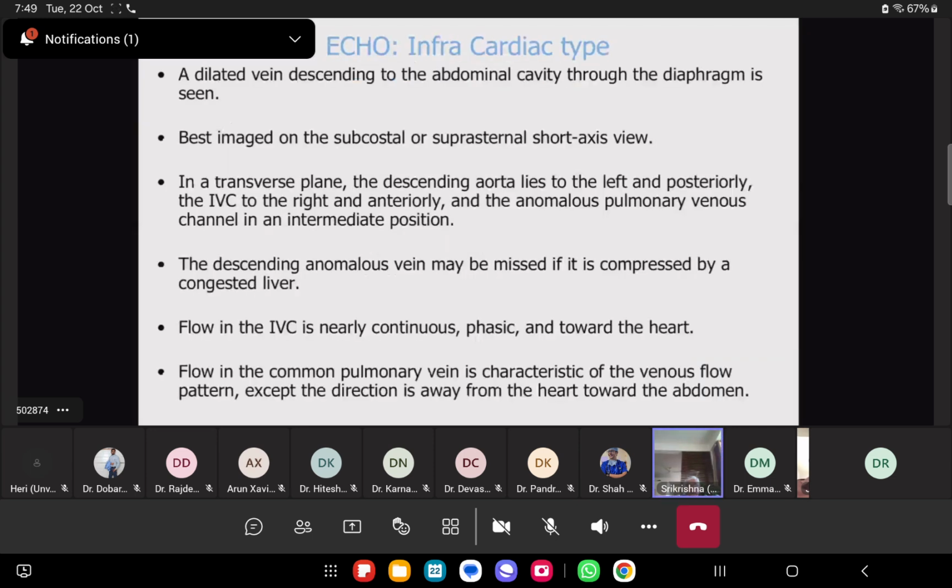In the infracardiac type, a dilated descending vertical vein going into the abdominal cavity through the diaphragm is seen. It is seen best in the subcostal and suprasternal short axis view. In a transverse plane, the descending aorta lies to the left and posteriorly, the IVC to the right and anteriorly. The descending vertical vein is in an intermediate position.